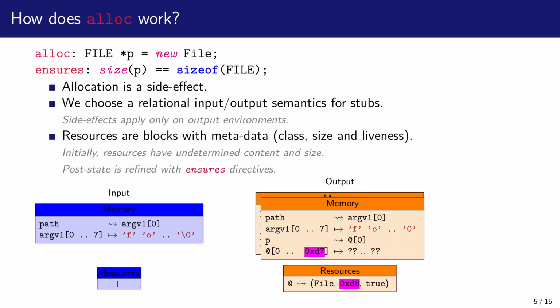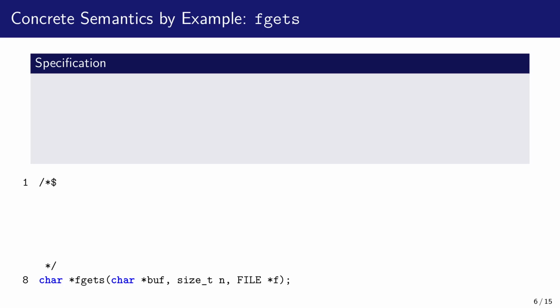However, we can refine the post state using the statement ensures in order to keep only some cases. For example, here we want to ensure that the allocated block has the size of one file descriptor. However, we keep the fact that the content of the file descriptor is still arbitrary. Now let's move on to the specification of the function fgets.